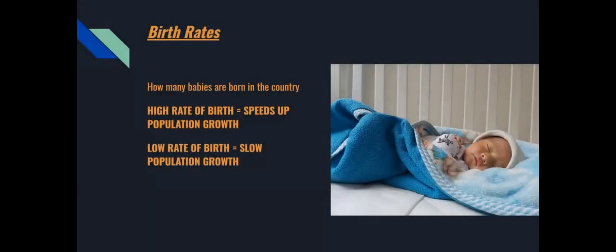So, birth rate is, as it says, how many babies are born in the country. Now, a high rate of birth means that there are going to be more people added to the population, which means that the population is going to grow quicker. Fairly simple to understand. And if there's a low rate of birth, the population growth is going to be slower.